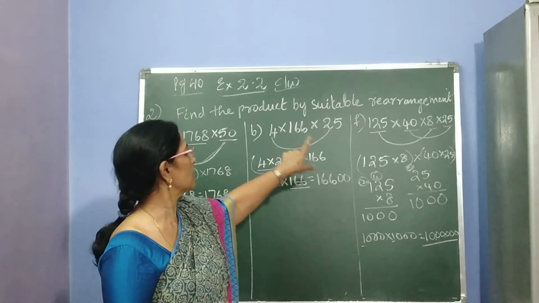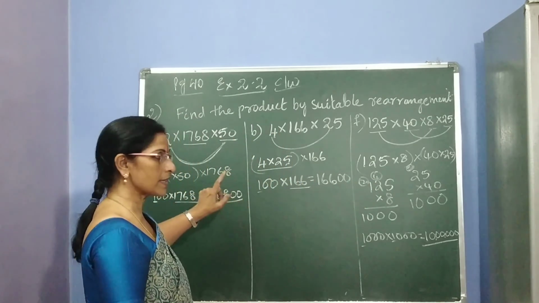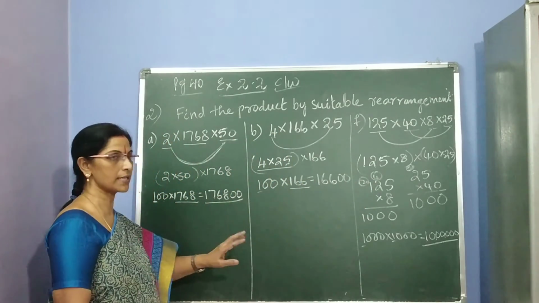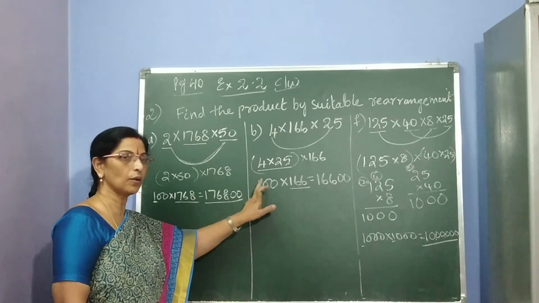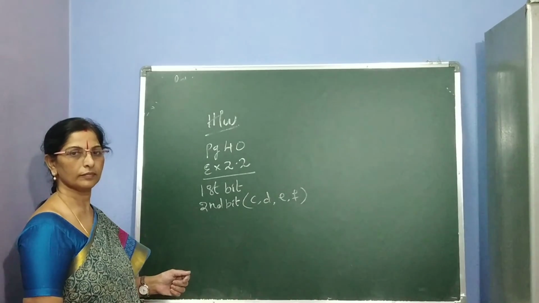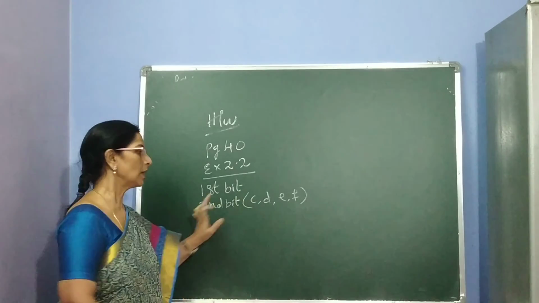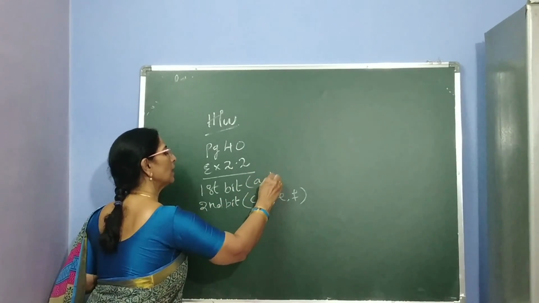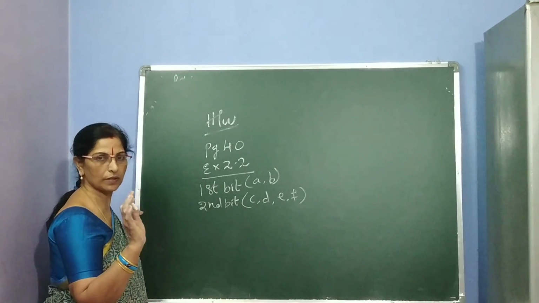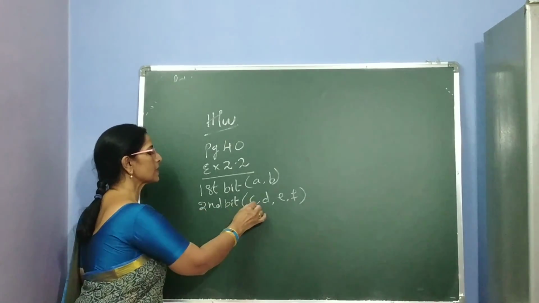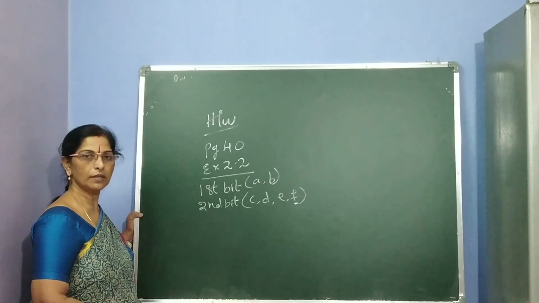Okay children, these 3 sums I did on the board. The remaining sums I would like to give as homework. First bit and second bit should be copied down in your classwork. Now I'll write the homework on the board. Homework: page 40, exercise 2.2. In the first bit, A and B are there. Though I did them on the board, do them yourself, don't copy from your classwork. Second bit, C, D, E, F, F1 I also did on the board, but don't copy down. Okay children? Thank you.